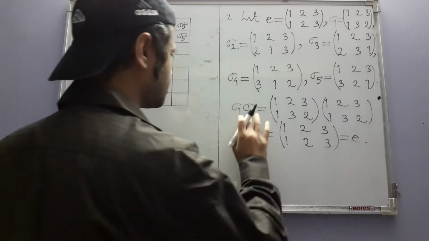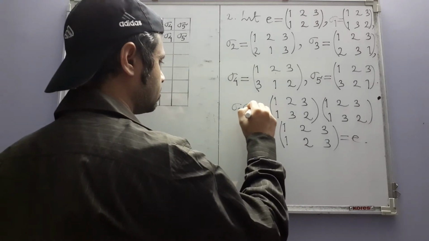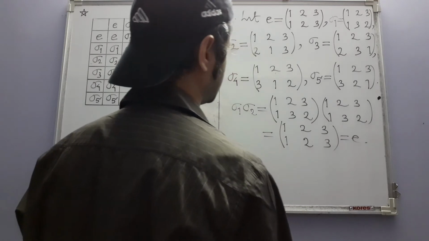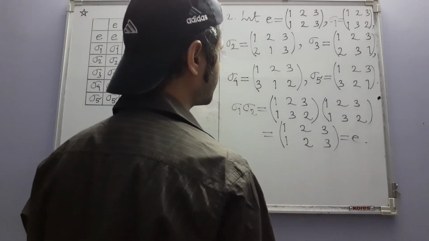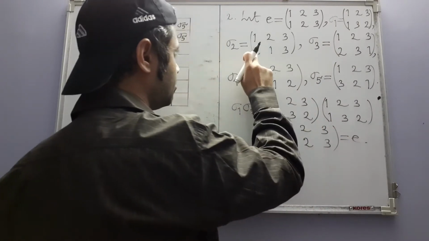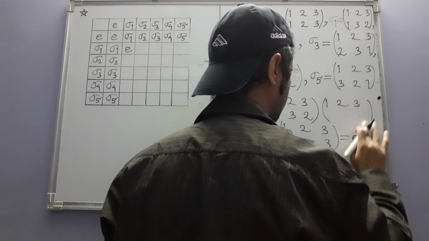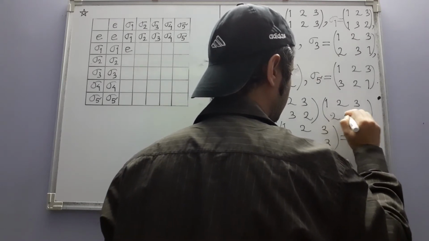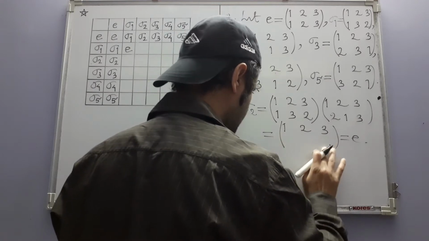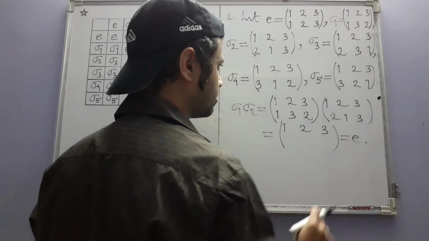Okay, then next, sigma 1, sigma 2. So we can continue our calculations like this, one at a time. Sigma 1 is like before 1, 3, 2, and sigma 2 is 2, 1, 3. Oh, so this is not as difficult to write as I previously thought.